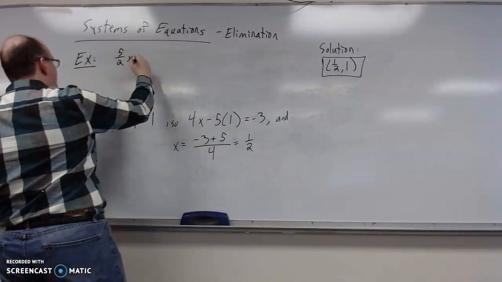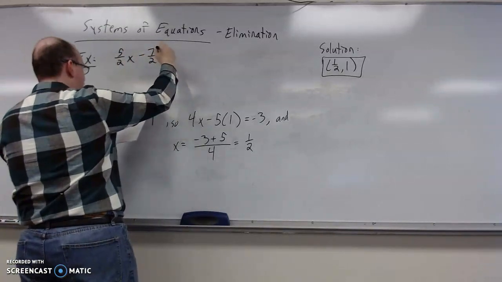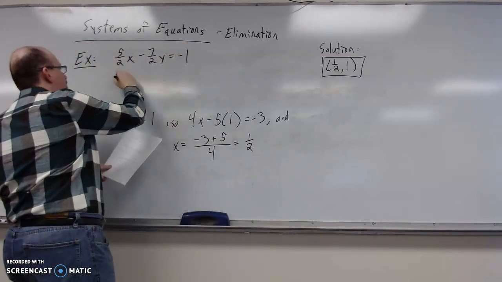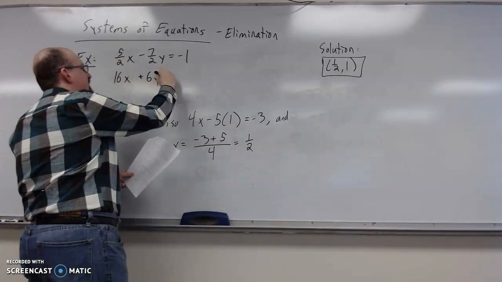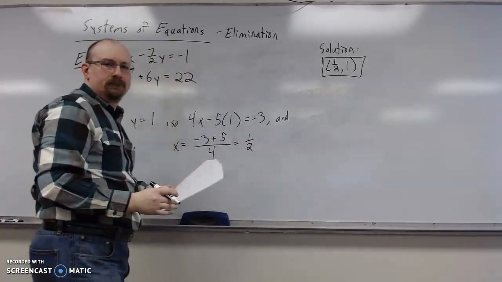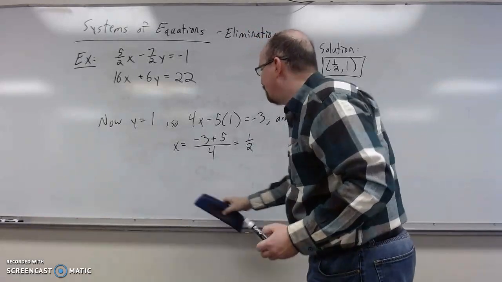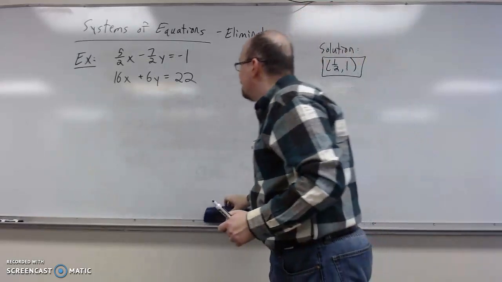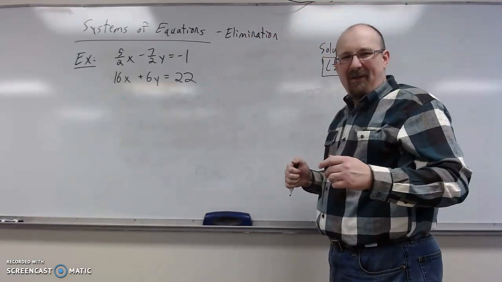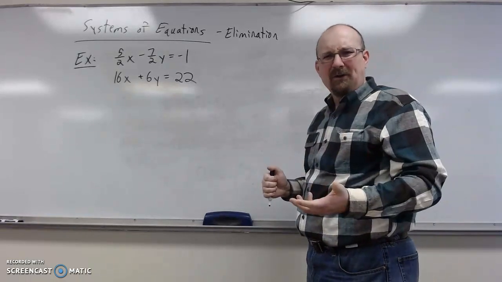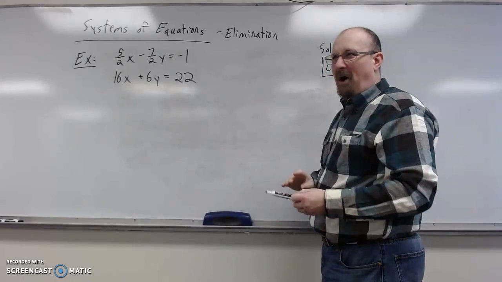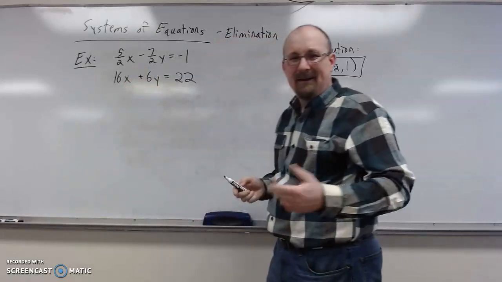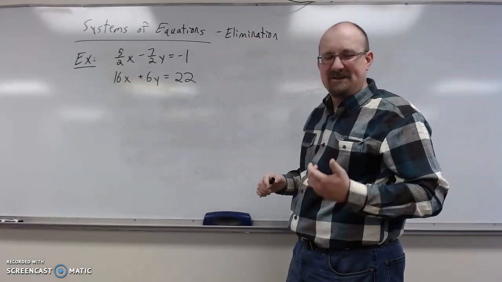So we have 5 halves x minus 7 halves y equals -1. That's the top equation. The bottom equation says 16x plus 6y equals 22. Okay, so I'm going to take for granted you've got that stuff now. If not, you can rewind and pause, right? Now, in this instance, we don't quite have that same elegant lining up of values like we had before. Technically we could figure out something to multiply this by, but I think it's generally going to be easier to do this in stages.